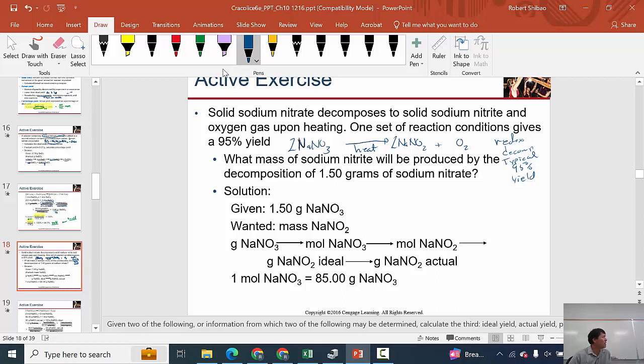What mass of sodium nitrite will be produced by the decomposition of 1.5 grams of sodium nitrate? So what they're asking us to do is predict what the yield should be. First we have to calculate the theoretical yield, and then what they want is the actual yield. Here they're asking for the actual yield of sodium nitrite.